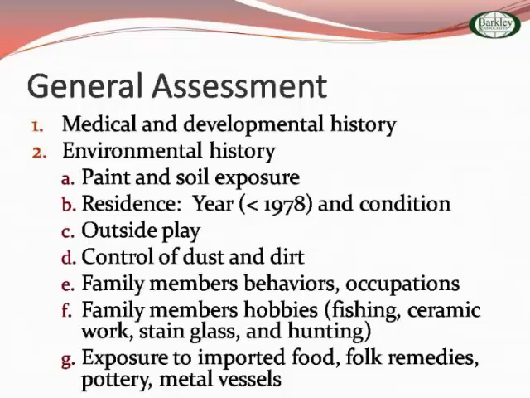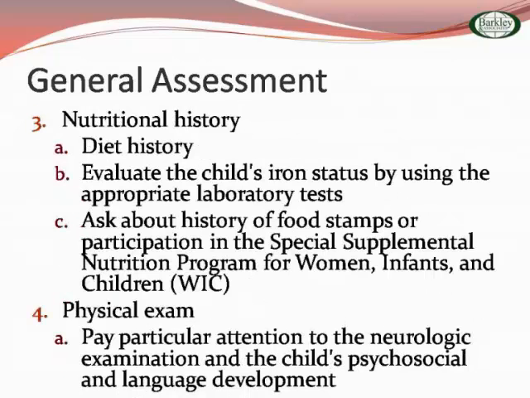We also know that medical developmental history is important. What are they exposed to? Their outside play. What are some of the hobbies or some of the professional jobs that the parents have that maybe they're exposed to lead? What's the year that they needed to have the paint? It's 1978. It actually started in 1956, but 1978 is when the residents and the condition of the home with lead-based paint came into play. We know diet history is very important. That's part of what WIC does. It's important to look at their participation. Physical exam, pretty much you're looking at the neurological aspects.